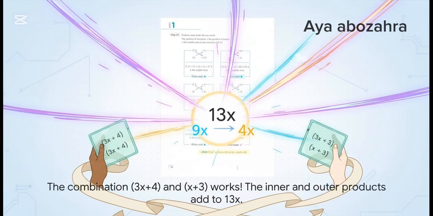But then we try pairing 3x with 4 and x with 3. We cross-multiply. The outers, 3x times 3, that's 9x. The inners, 4 times x, that's 4x. And what happens when you add them up? Boom, 13x. That's our middle term. We found it. That's our winner.